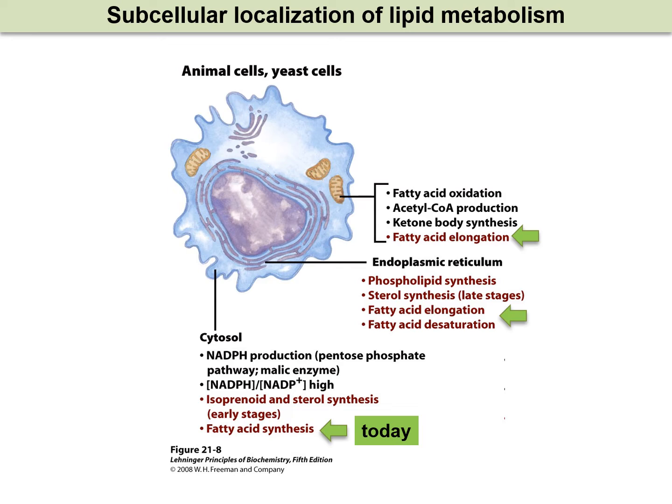So these reactions take place in different areas of eukaryotic cells. Today we'll focus on fatty acid synthesis, which takes place in the cytosol. And then we can further modify these fatty acids by either elongating them, so adding extra carbons, or we can introduce double bonds. That's called desaturation of fatty acids, and that takes place in the endoplasmic reticulum, or for some very long fatty acids in mitochondria.